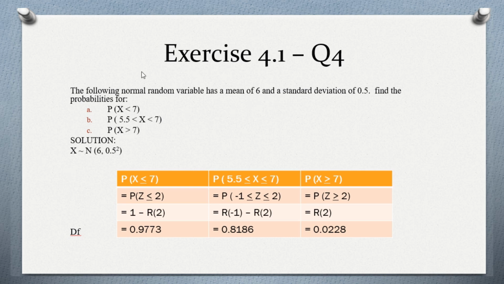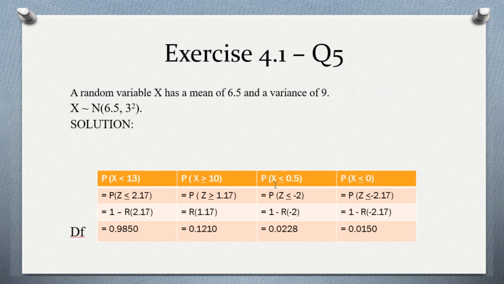All right, the following normal random variable has a mean of 6. So same thing here. Can you see X is less than 7? What must you do? This is normal distribution. You will change it to X is lesser or equals to 7. See, X is more than 7. You will change it to more or equals to 7. This will also be changed to this sign. This will also be changed to this sign. So please be alert when it comes to this. All right.